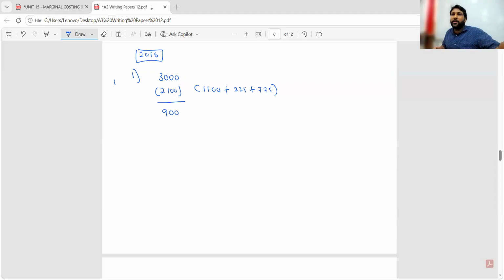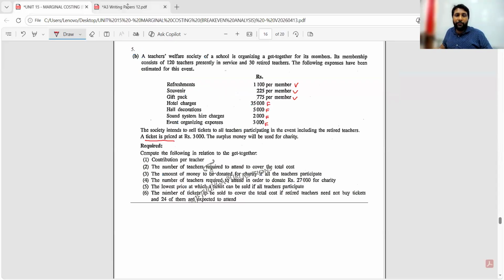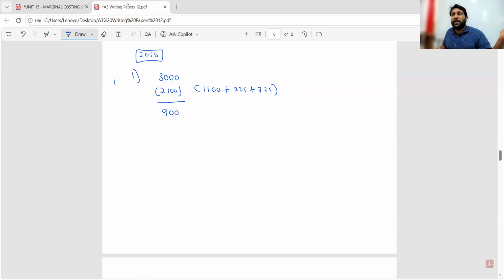Even if you get 3,000, for the teacher's souvenir, you have to spend money. For the refreshment, you have to spend money. And what else, people? For the gift pack, you have to spend money. So once all this money is gone, from the 3,000, 2,100 will be gone for the expense of the teacher. Then for your pocket, how much is only remaining? Only 900 is remaining. That is the contribution.